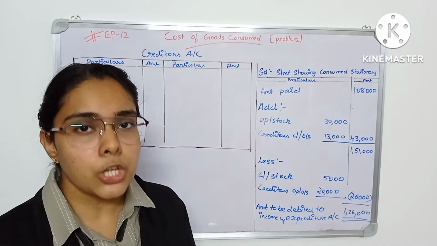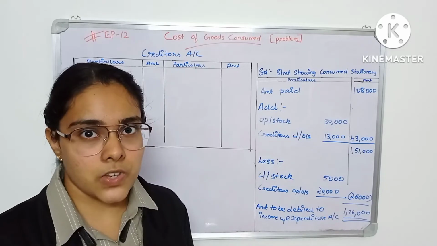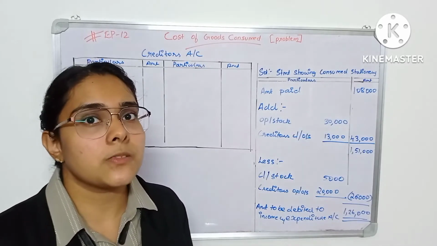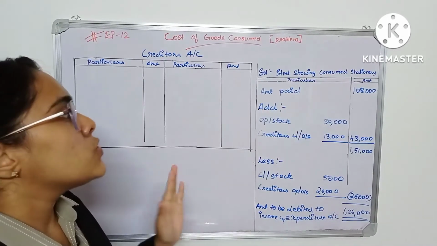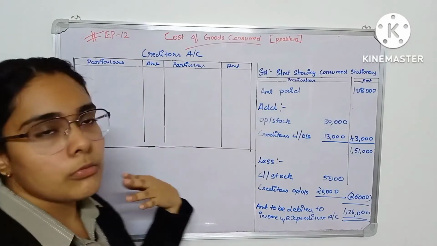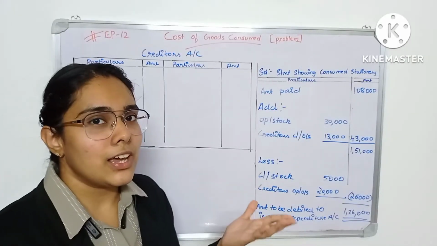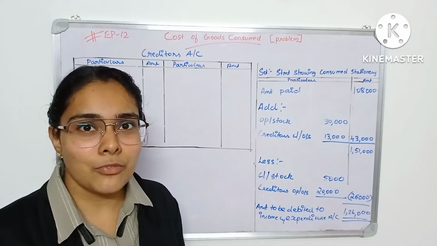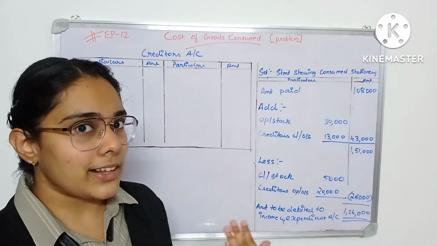For the year you will make some purchases, right? So you are going to find out the credit purchases made by you by preparing the creditors account. First you have drawn the creditors account, and the creditors account will have what balance? It is a liability, so it will have a credit balance, right? So its brought down balance will appear on the credit side.